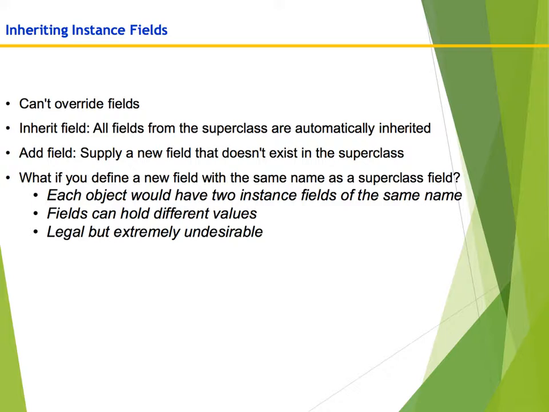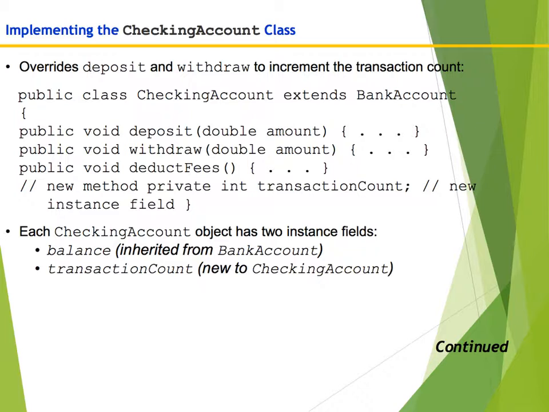So it is legal, but it's extremely undesirable because it creates confusion. In the example of bank accounts, as you remember, we said we need to provide a different implementation for deposit and withdraw in checking account because we are going to keep track of the number of transactions so that we can charge the customer if he or she wants to have more than a limited number of transactions per month. So basically, we need to override the deposit and withdraw method of the superclass to increment the transaction count.